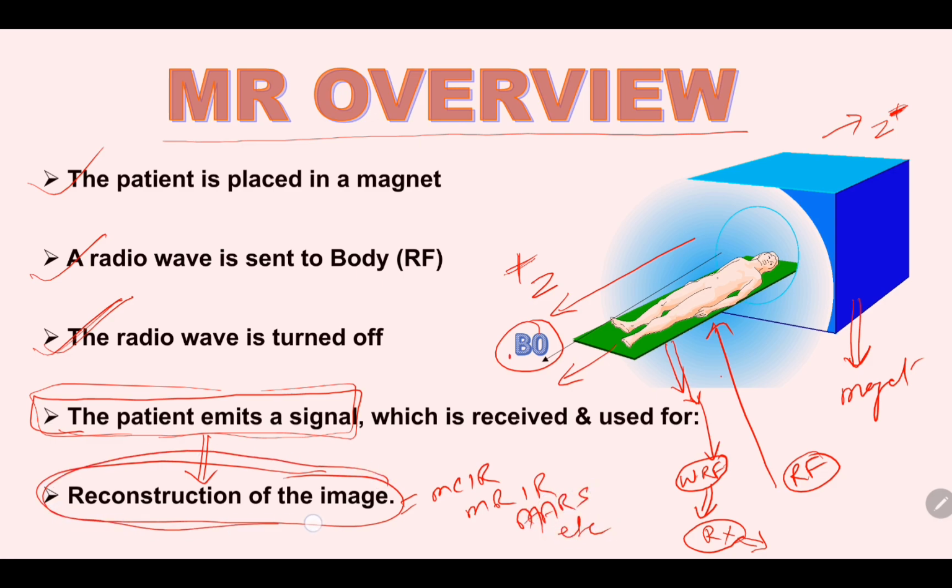This is a high-class processor, and it does the recon activities with a Fourier transform. We will see the detail in the next slides.